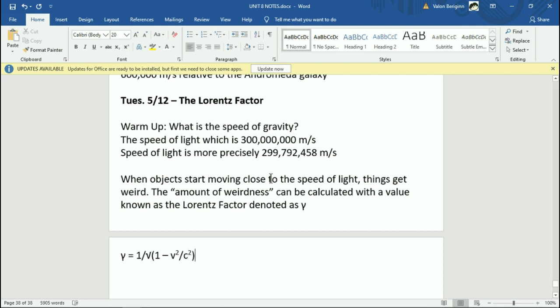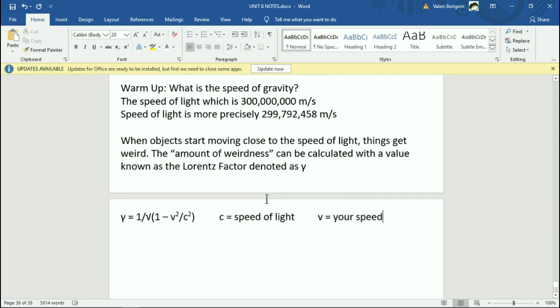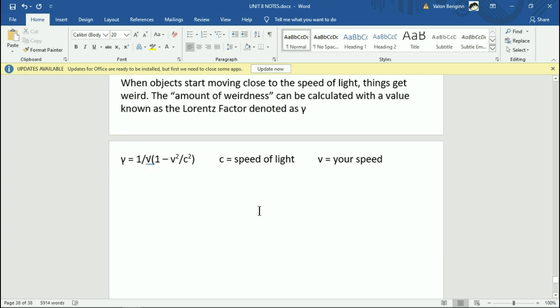Okay, so c equals the speed of light, and v equals your speed. And this will get your Lorentz factor. So let's show that down a little bit more because there's stuff here. Again, the only number that really changes is this speed, because the speed of light is constant, everything else is constant. So let's get an actual example of what this looks like.